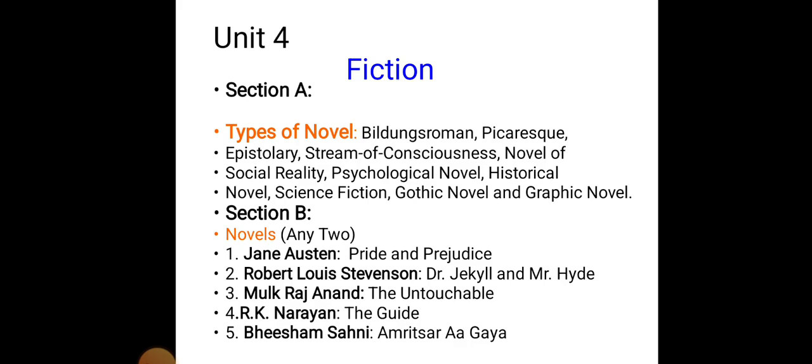In Unit number 4, we are going to learn about fiction. I'll be teaching you fiction and some important literary terms, types of novels like Bildungsroman, picaresque novel, epistolary novel, stream of consciousness, novel of social reality, psychological novel, historical novel, science fiction, gothic novel, and graphic novel. In section B, novels, we have some novelists and their works. So number 1, Jane Austen and her work Pride and Prejudice.